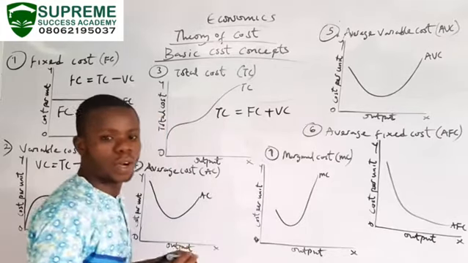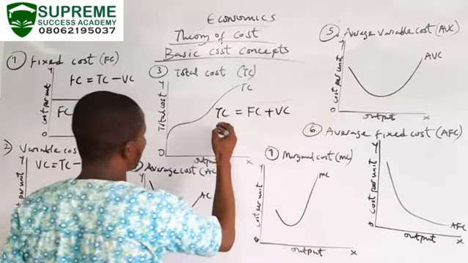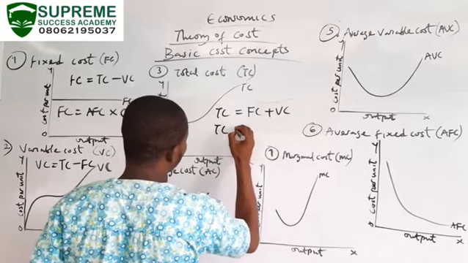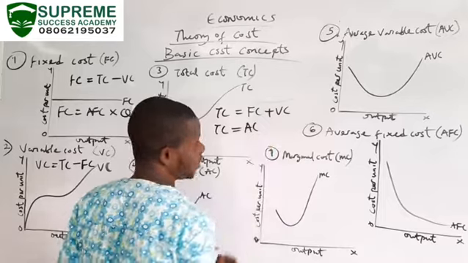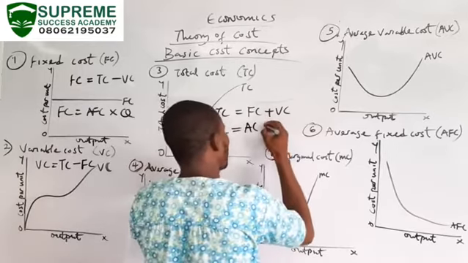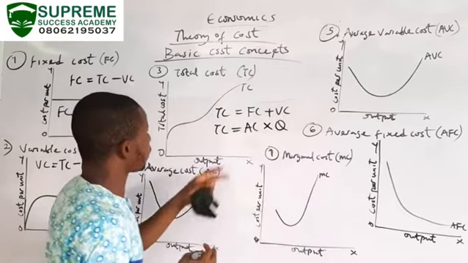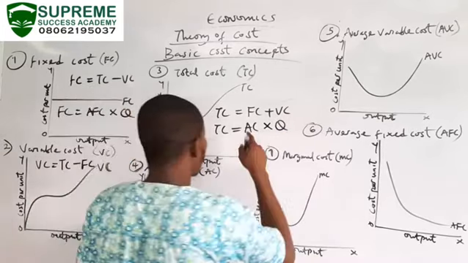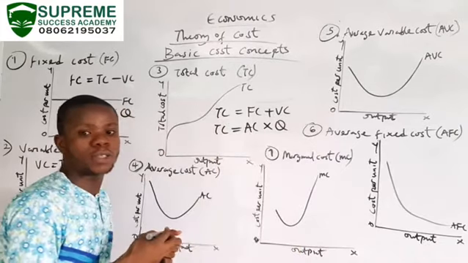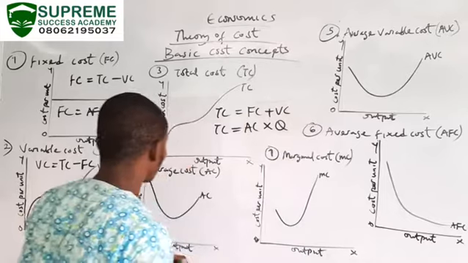Remember, total cost can also have this particular formula: total cost equals average cost multiplied by output. Remember, this average cost, we can also call it average total cost.